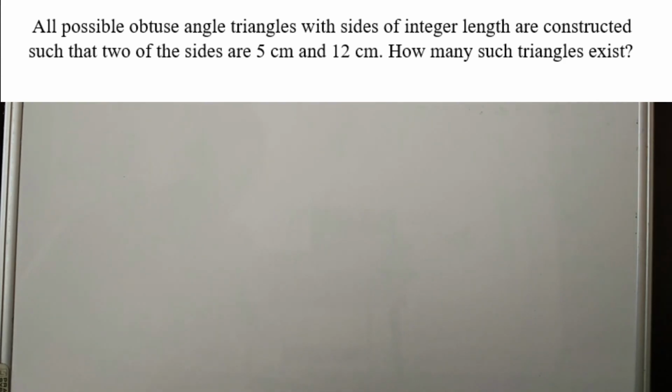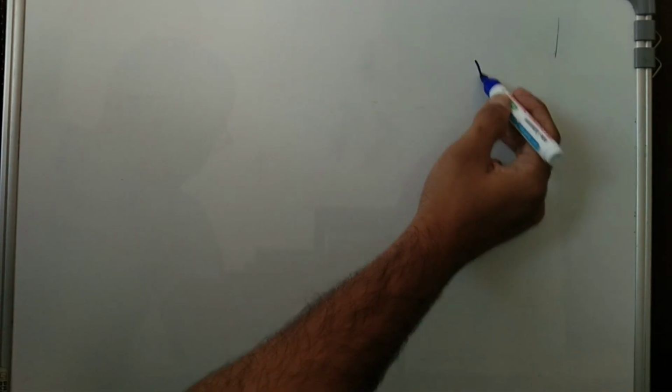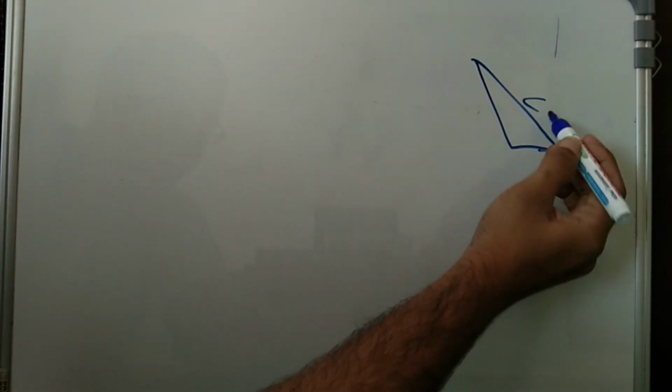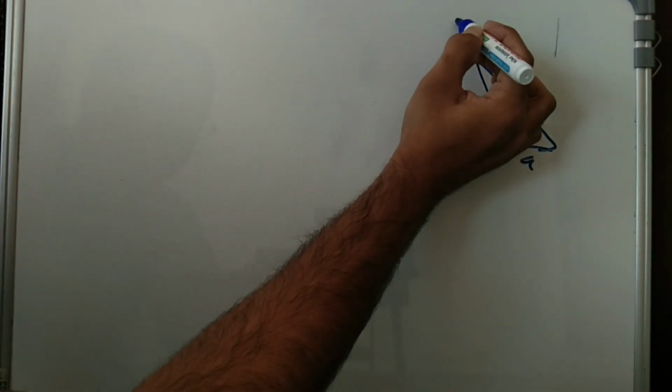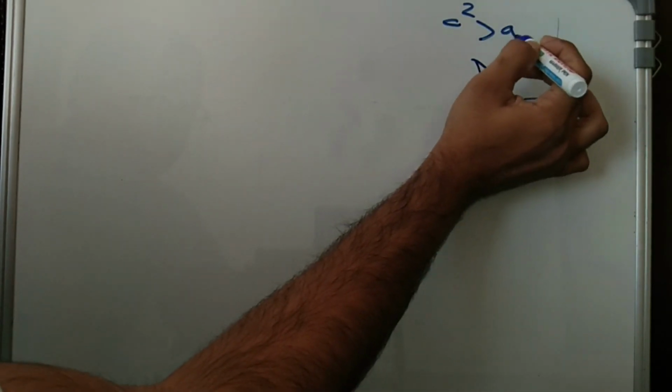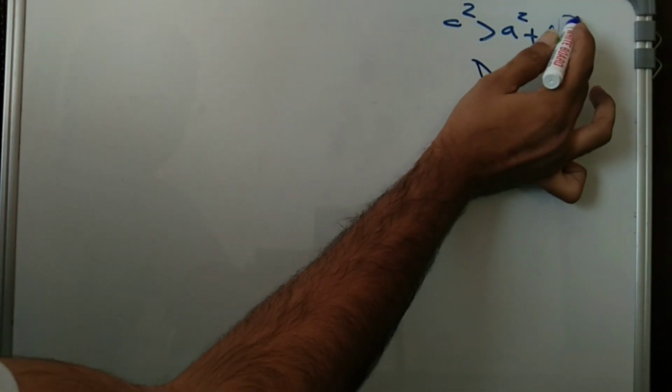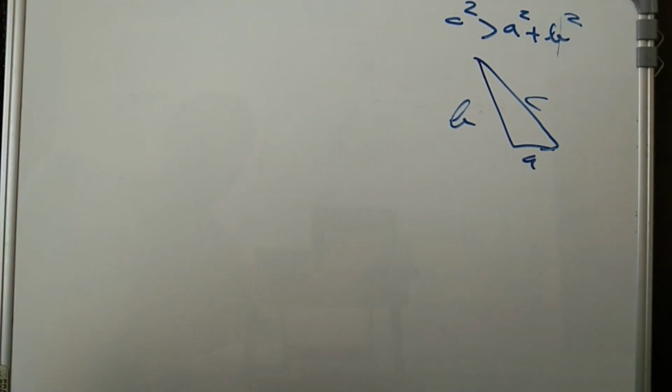All possible obtuse angle triangles with sides of integer length are constructed such that two of the sides have length 5 and 12. How many such triangles exist? To do this question, I will use one obtuse angle triangle property, which is this: c square should be greater than a square plus b square, where c is the length of the longest side. This property holds for the obtuse angle triangle.